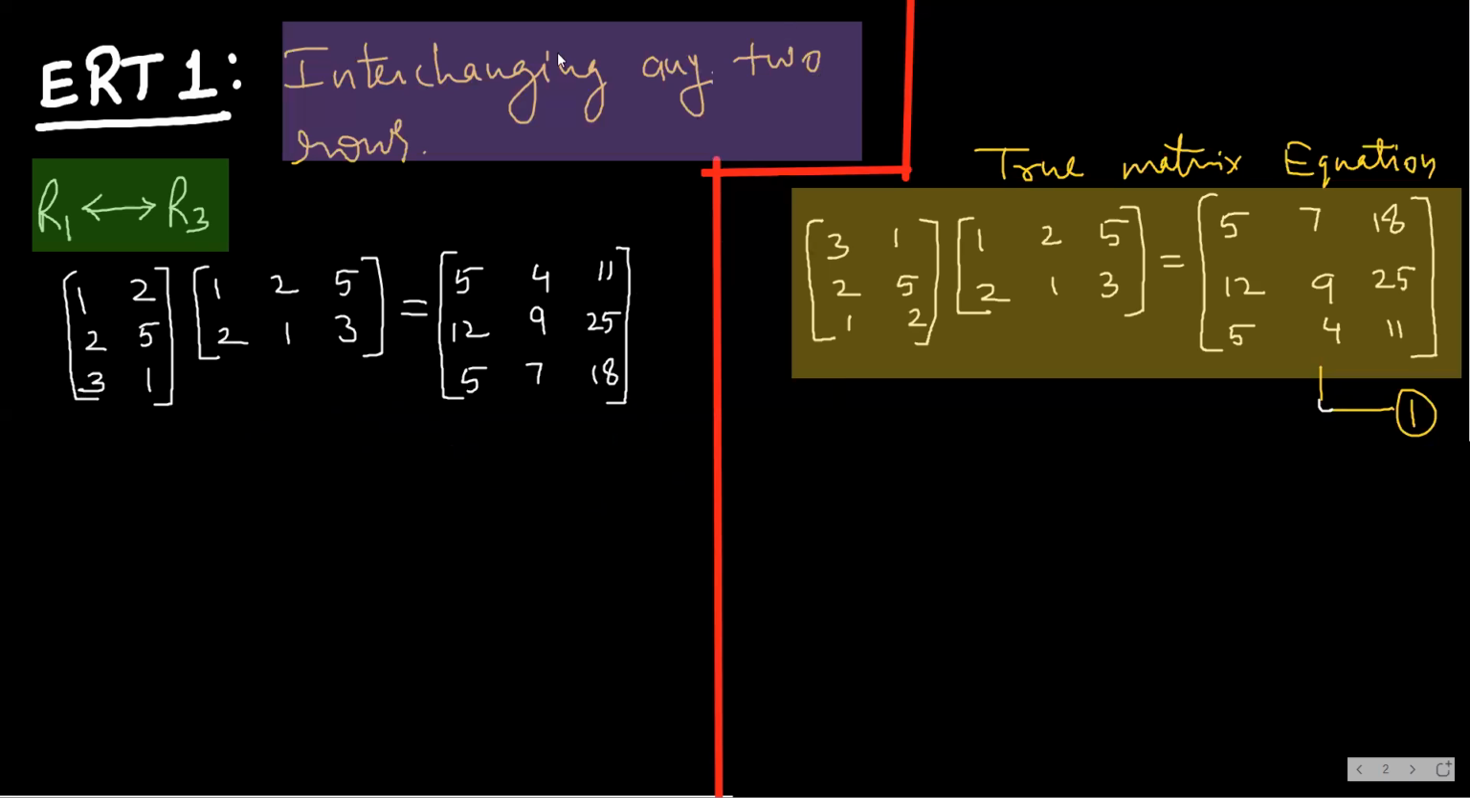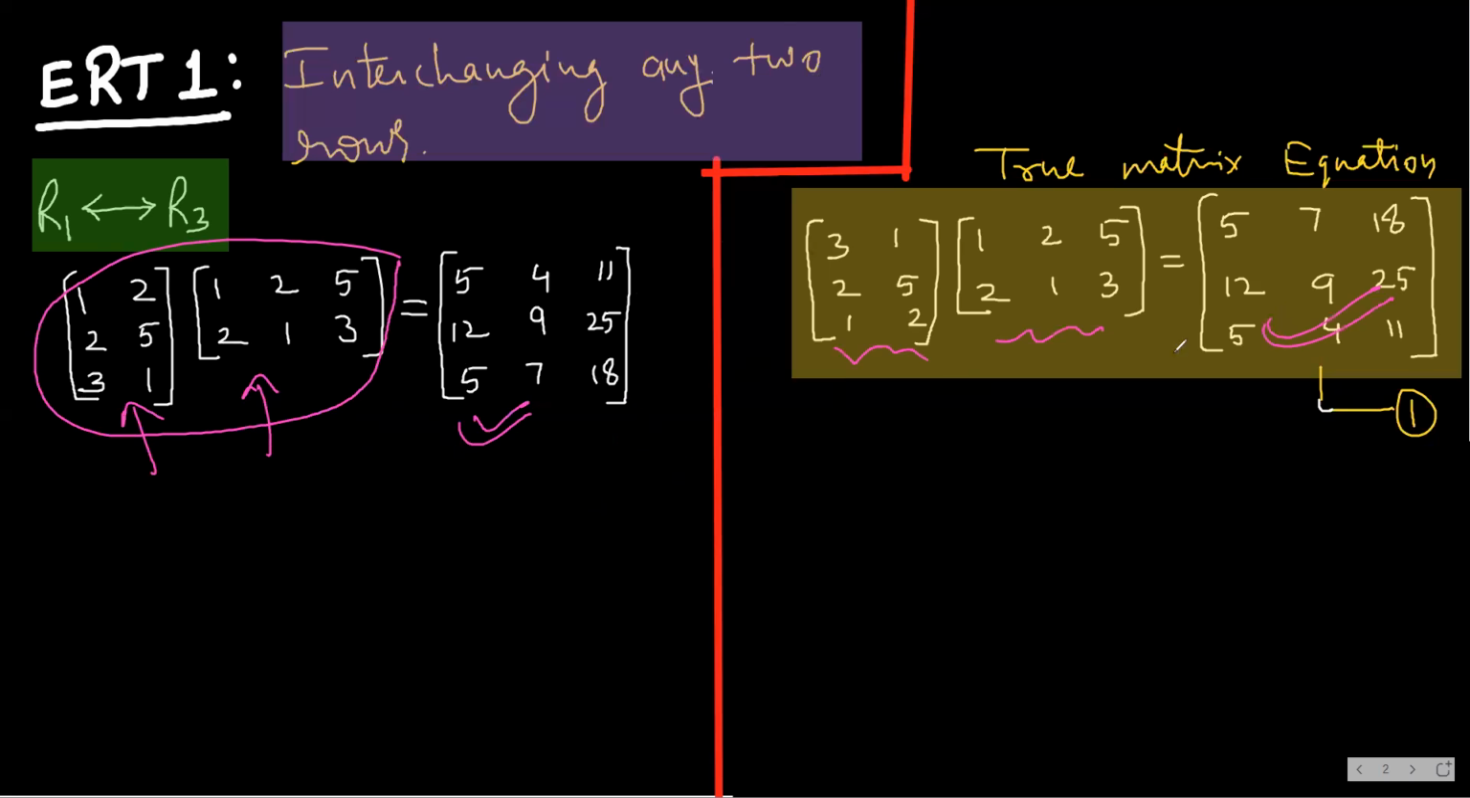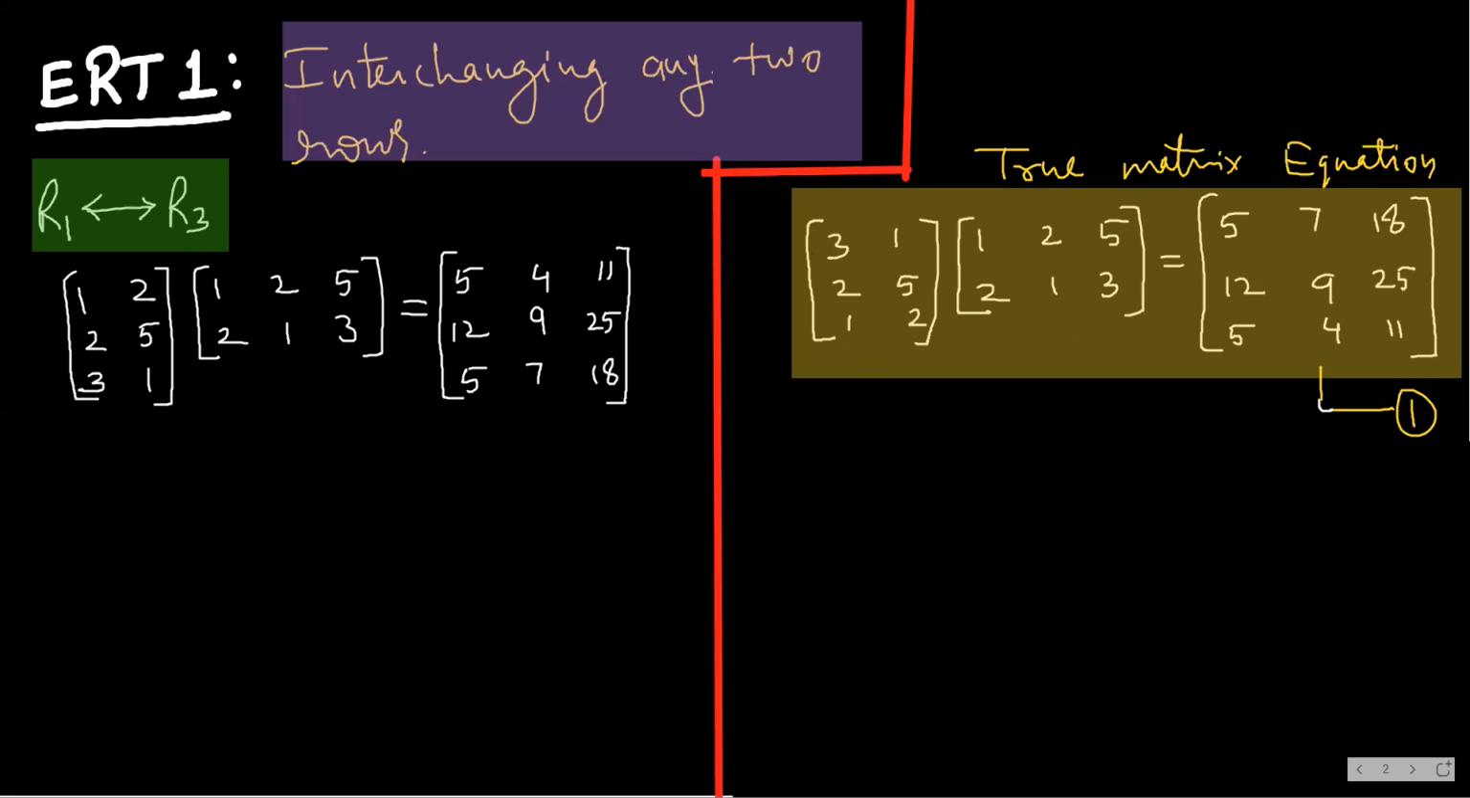If you do not agree to what I said, you can simply multiply these two. You will multiply these two, so you will get this. As when you multiplied these two, you got this. When you multiply these two, you will get this. So what you can say is, if AB equals C is true, then A1 into B equal to C1 is also true. This is the first ERT.